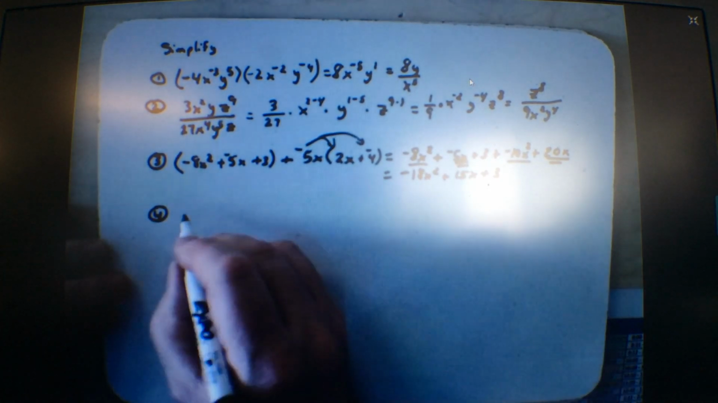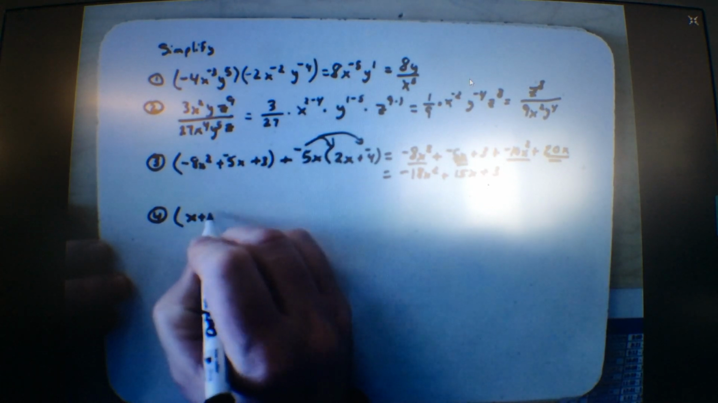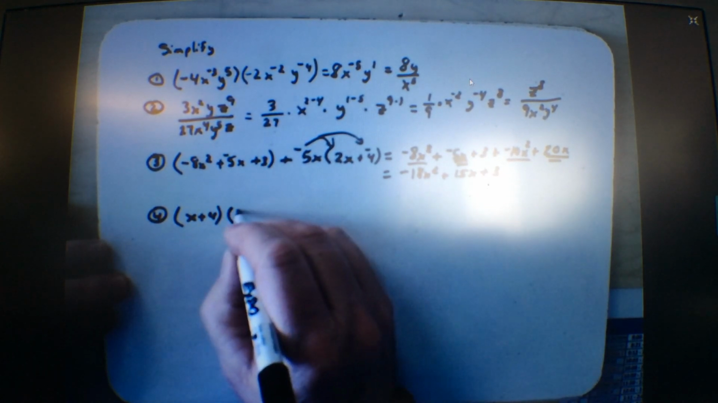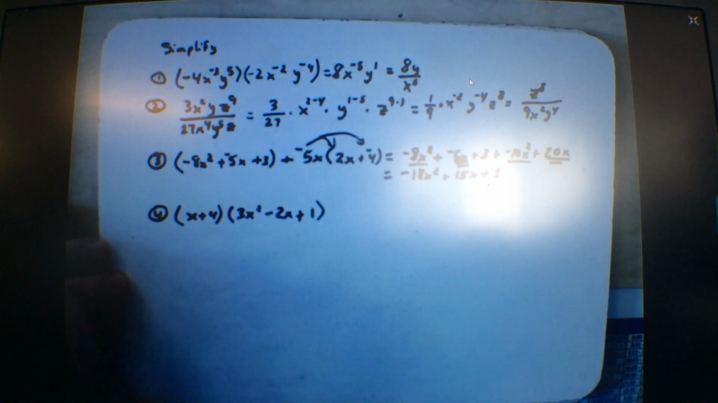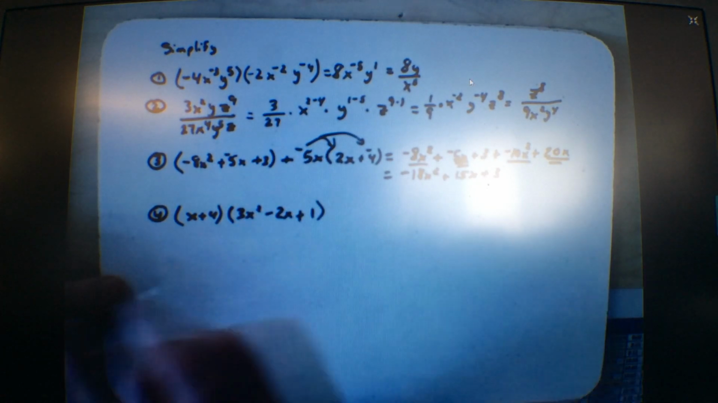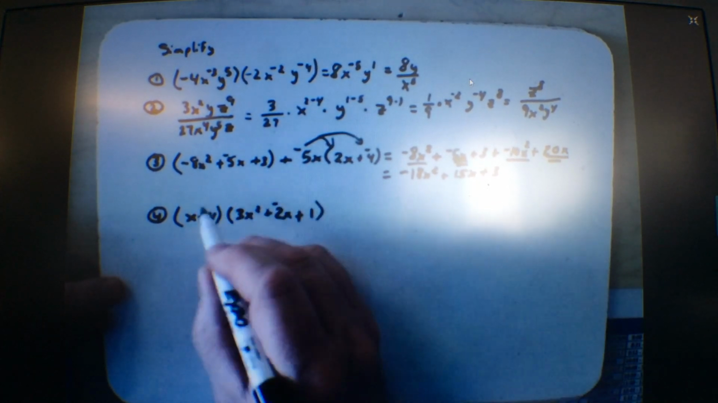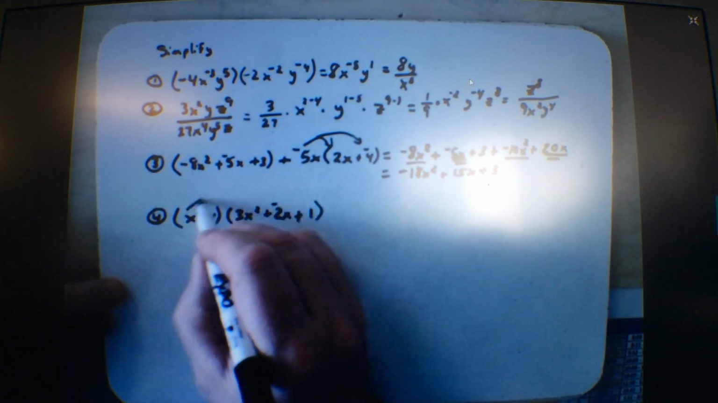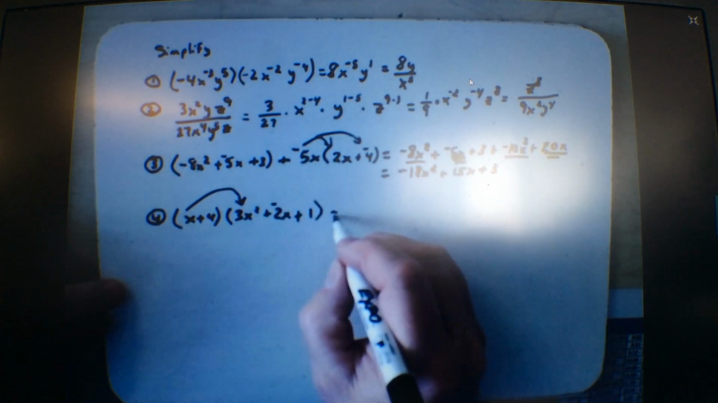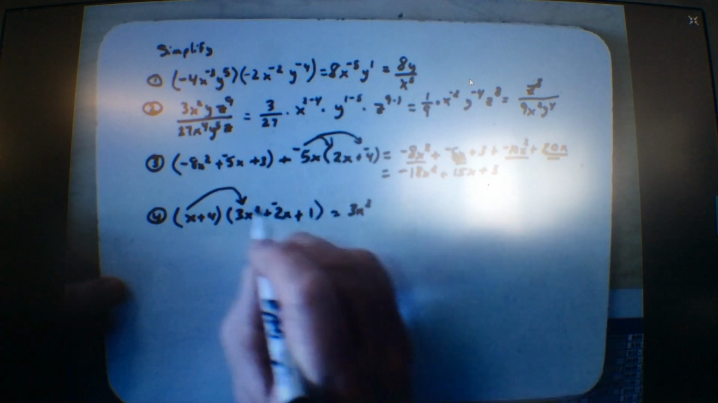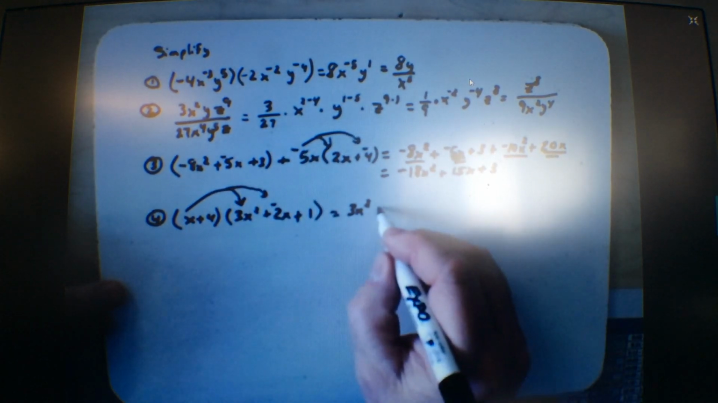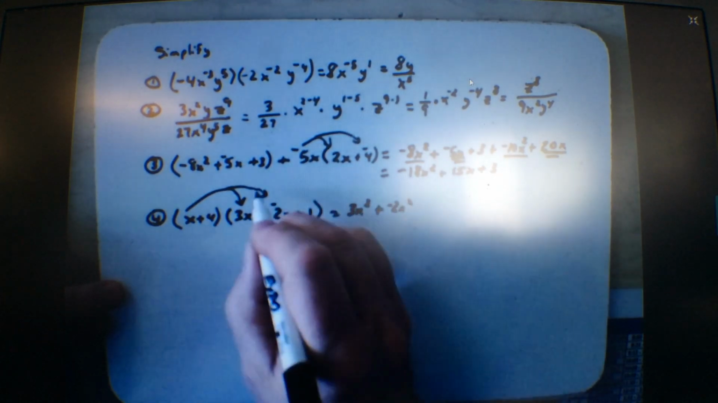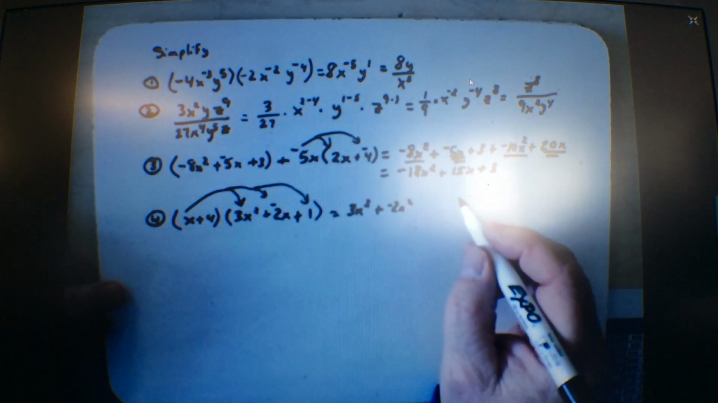All right, so now I'm going to do x plus 4 times the quantity 3x squared minus 2x plus 1. Okay, I have a binomial times a trinomial. So I'm going to change this to plus negative, and I'm going to take every member of the binomial times the trinomial. So I'm going to go here. That would be 3x cubed. Then it's going to go to here, which would be plus a negative 2x squared, and then here, which is plus x.